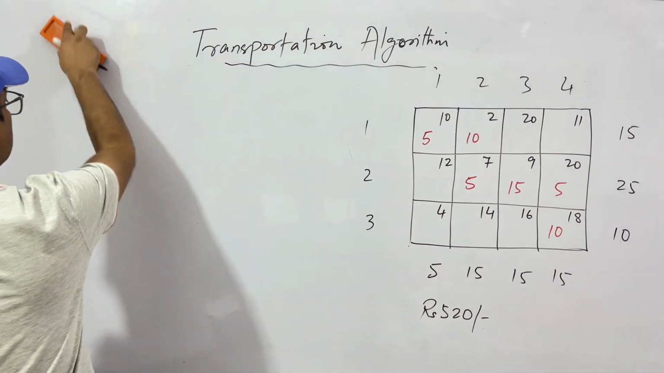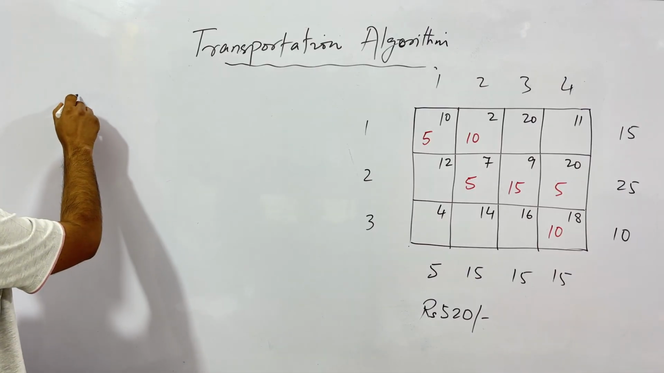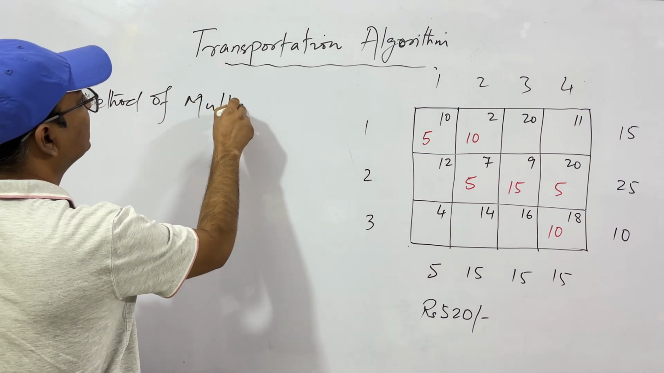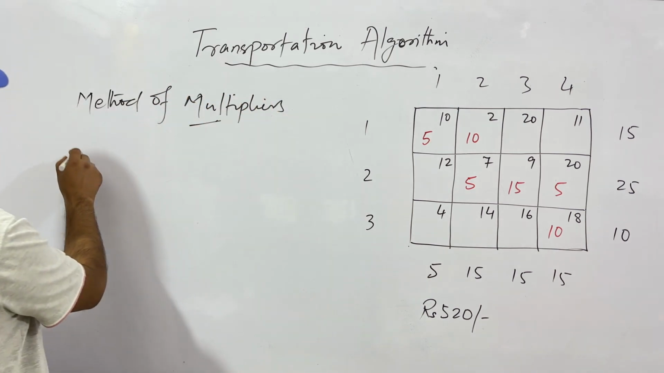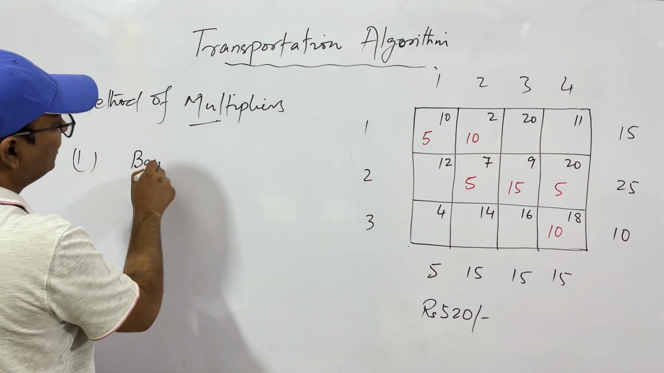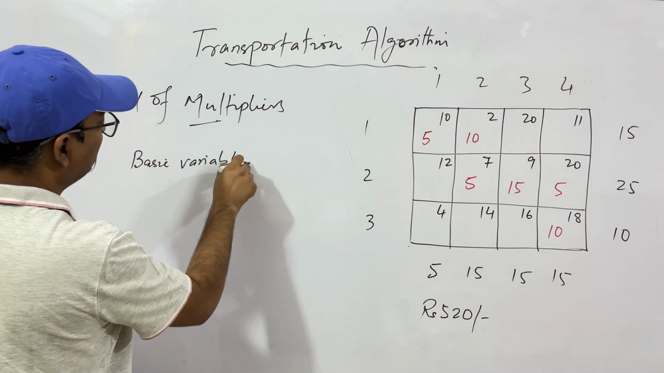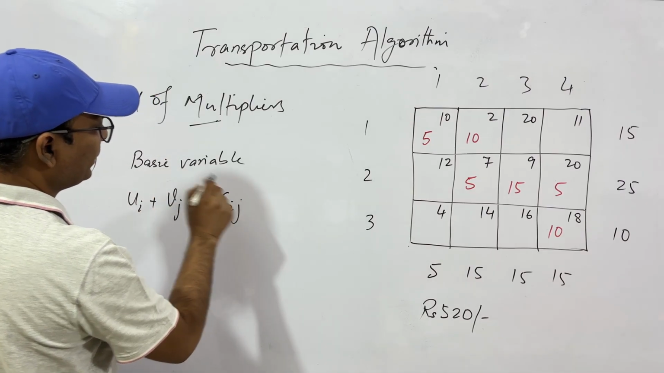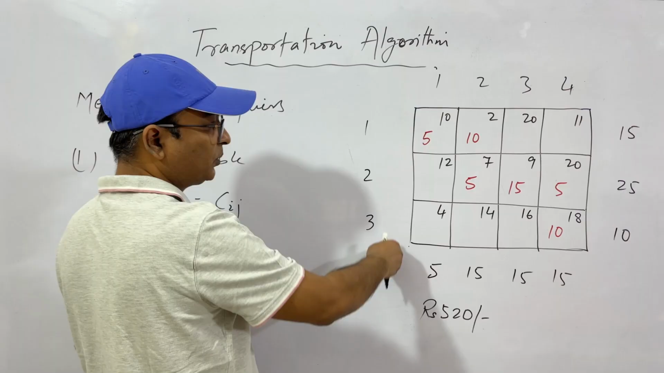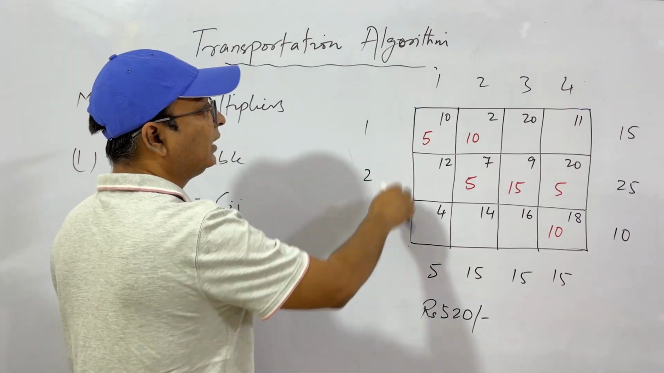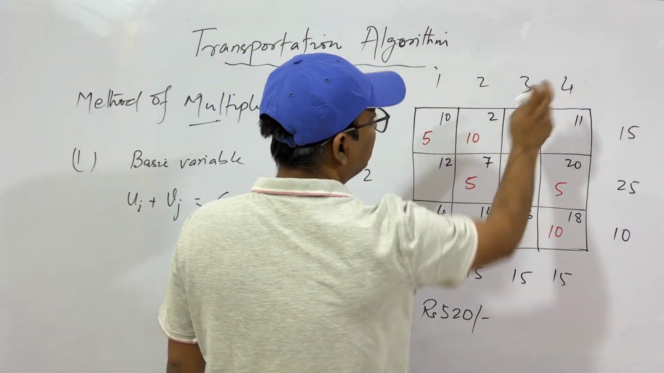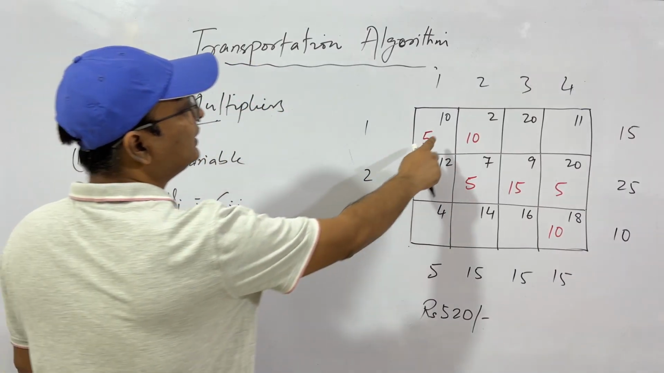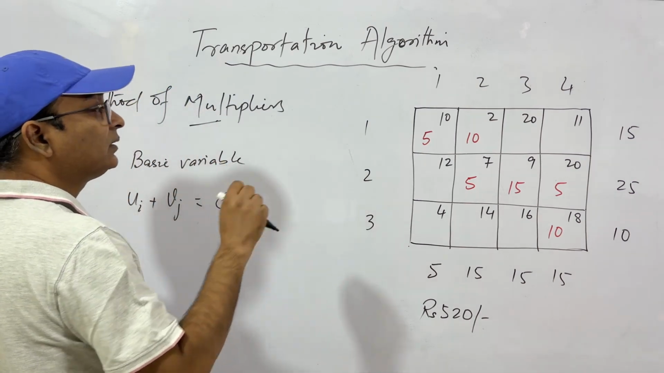In the transportation algorithm, we do this by what is called the method of multipliers. Method of multipliers. Okay, what do we do? First case, in case of basic variables, we take ui plus vj equal to cij. U for this part, u1, u2, u3, and v for the demand part, v1, v2, v3, v4. And ui plus vj is equal to cij, this per unit cost. This is for basic variables.